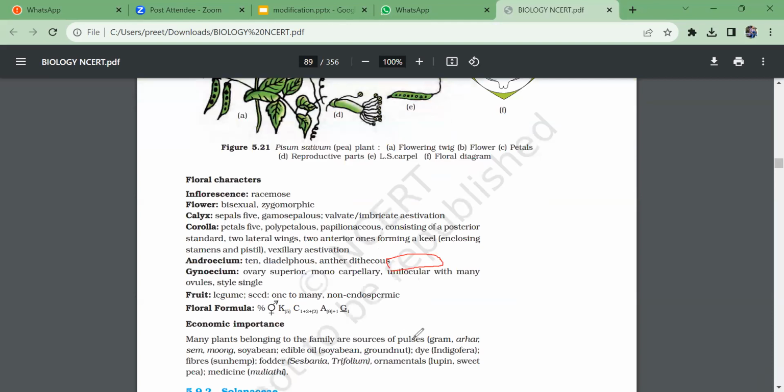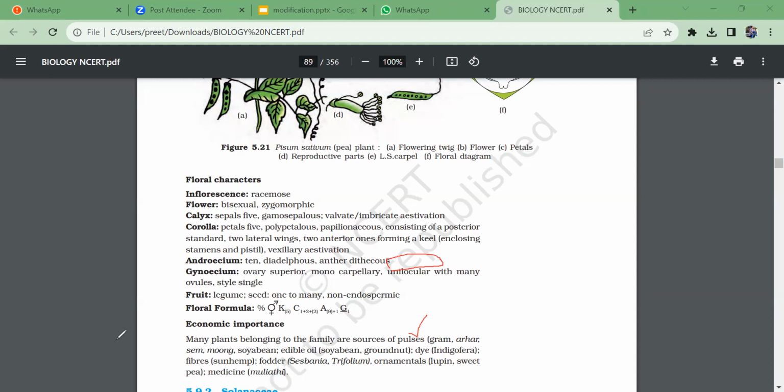These are its examples. Look, here are pulses: gram, arhar, sem, moong, soyabean; edible oil like soyabean, groundnut; dye, indigofera; fiber, sunhemp; fodder, sesbania, trifolium; ornamental, lupin, sweet pea; medicine, muletti. So these are the examples for it.